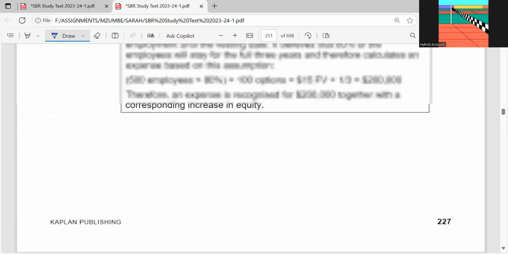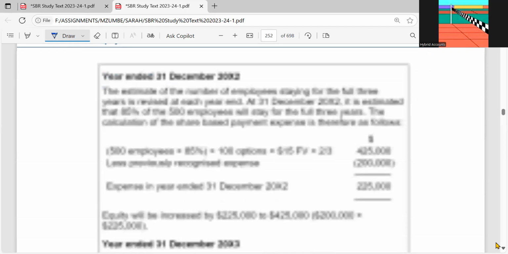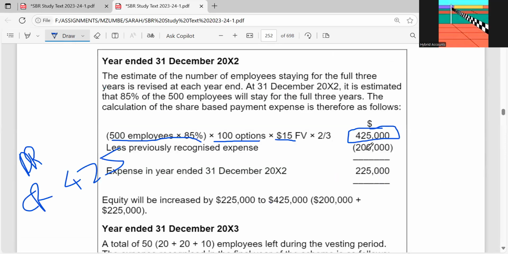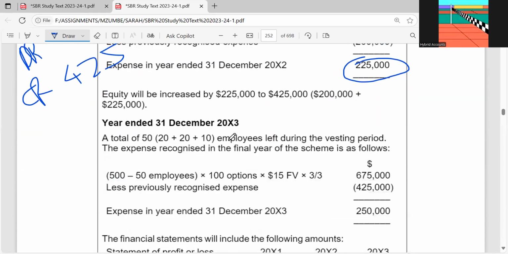The previous equity was what? 200. So you just say 425 minus 200, and it gives us 225. So my expense now would be 225, right? Just that way. So you finish up with the last year, year 3.